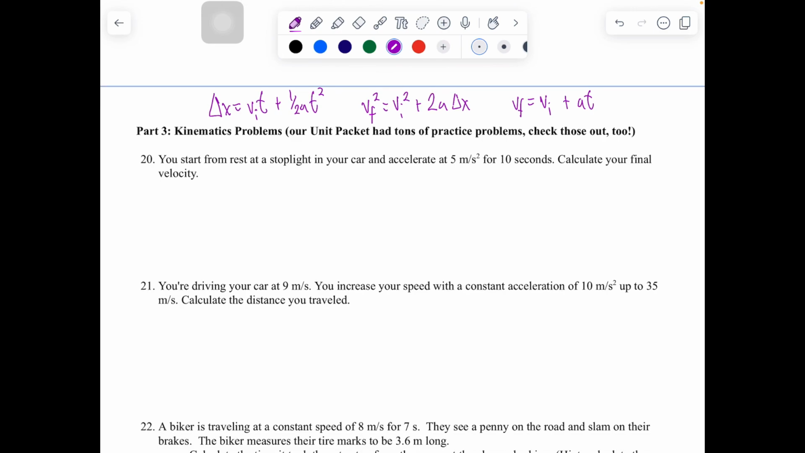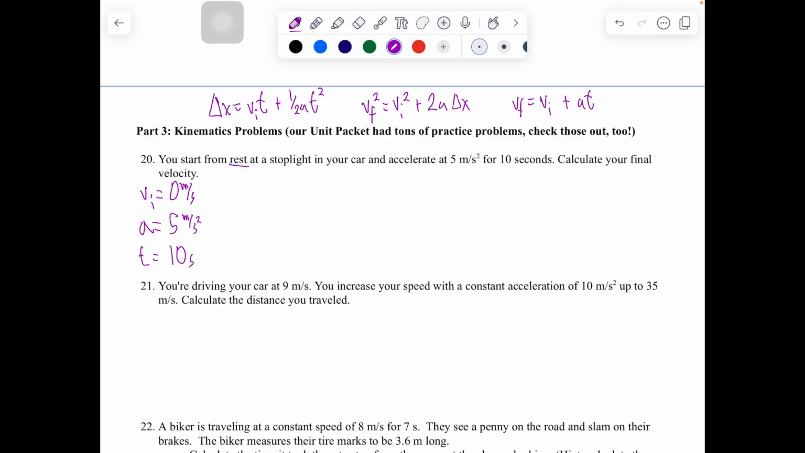Alright. Our process here is always going to be writing down our givens, writing down our unknown, and then figuring out what equation we're going to use. So let's go ahead and start off. You start from rest. This is a key. That means your initial velocity is 0. As you're solving these problems, make sure you always show your work, because you're going to get points just for showing your equation and your work and your givens. So make sure you're always writing all this stuff down so we can give you as many partial points as possible. We know the acceleration is 5 meters per second squared, and the time we're given is 10 seconds.